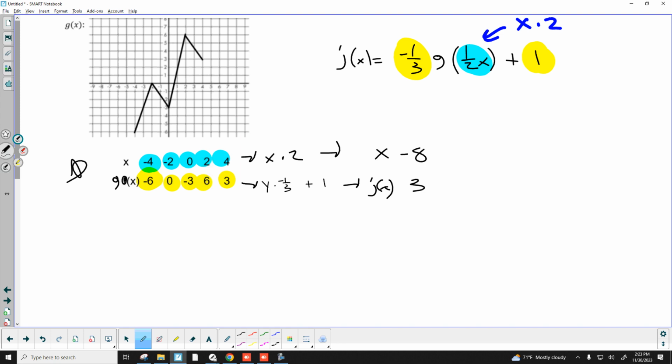I got 3. I got 1. I got 2. I got negative 1. I got 0. I got negative 4, 0, 4, 8. If you plot those points and connect them, you have successfully vertically dilated, vertically shifted, and horizontally stretched or dilated by a factor of 2.